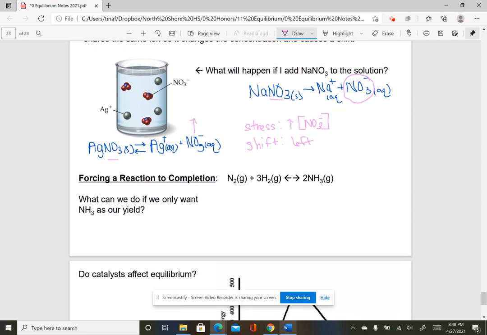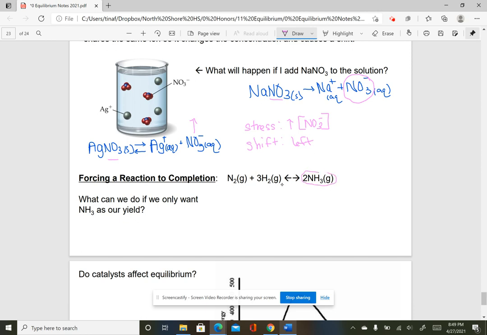The other thing that we might want to think about is forcing a reaction to go to completion. Completion means that the reaction is favored so much in one direction that the other direction can't keep up. You basically just form a whole bunch of product, or whatever side you want really. And that's it. So if we think about this reaction here, this is called the Haber process and it makes ammonia.